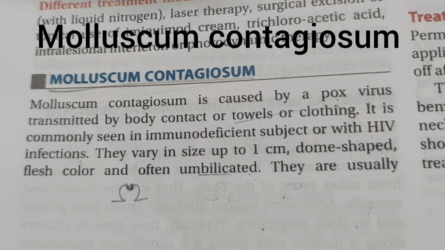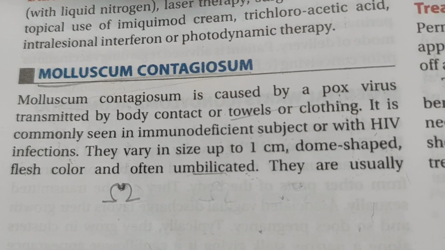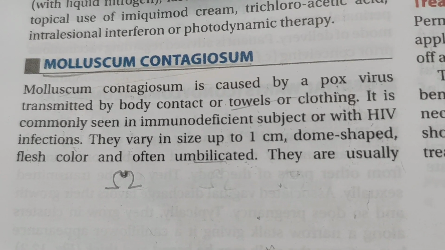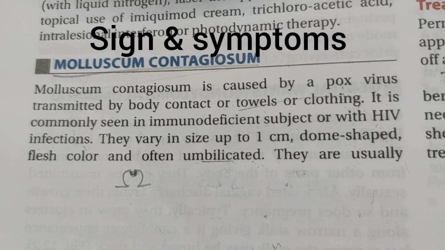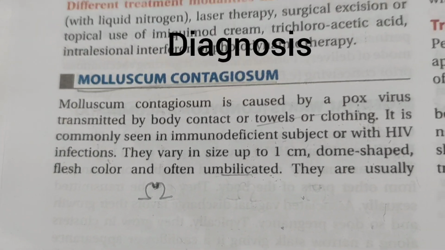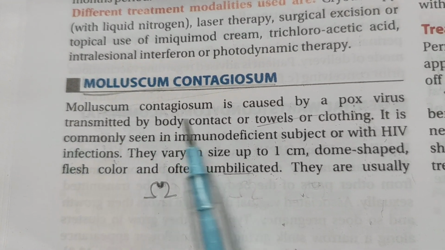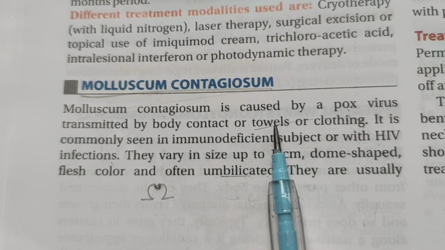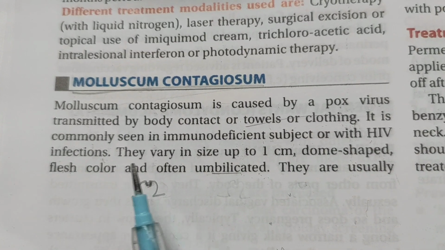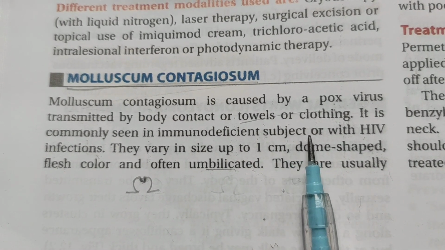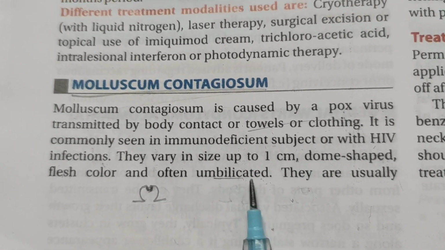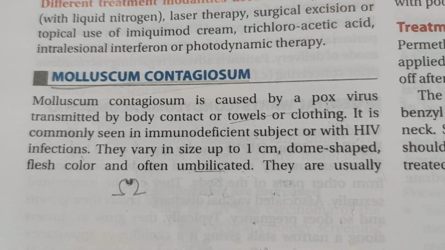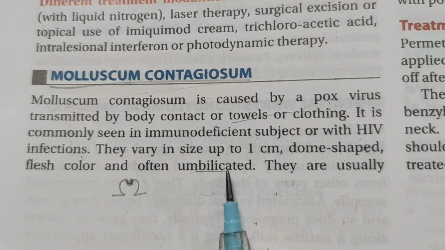Today we will study molluscum contagiosum, and we will talk about risk factors, how this condition is transmitted, what other clinical signs and symptoms there are, and we are also going to talk about how it is diagnosed. So, molluscum contagiosum is caused by a pox virus transmitted by body contact or towels or clothing. It is commonly seen in immunodeficient subjects or with HIV infections. The lesions vary in size up to 1 centimeter, dome-shaped, flesh color, and often umbilicated.